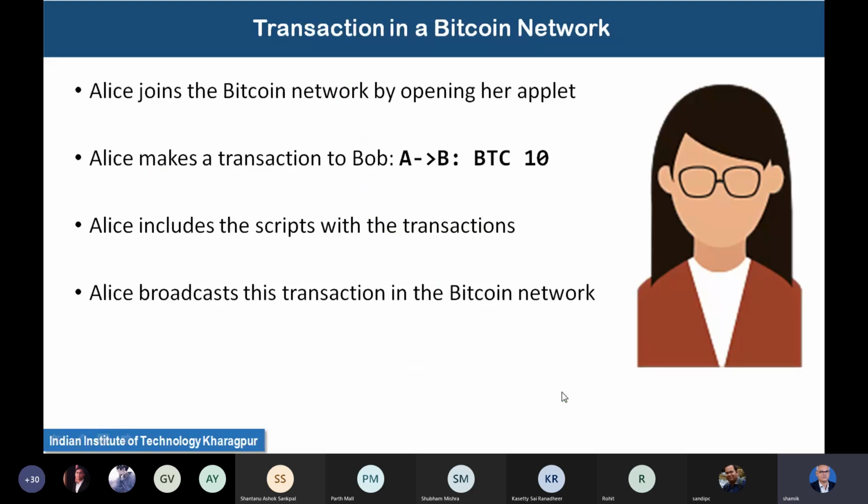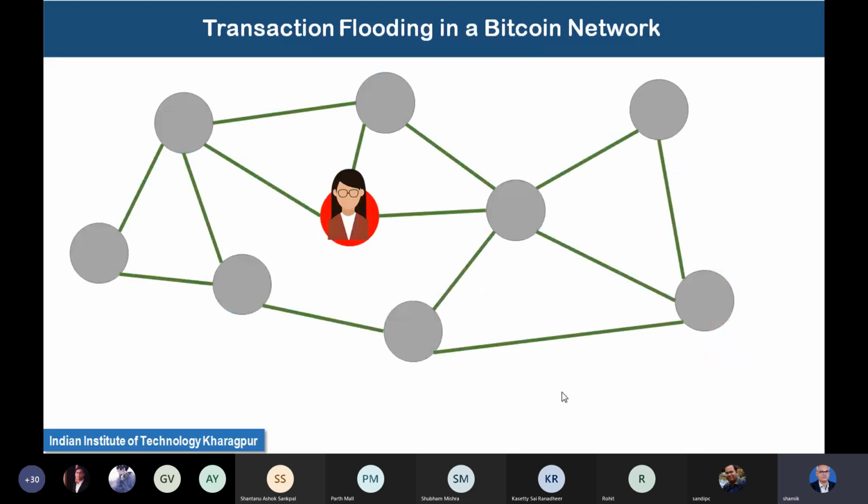Okay, so if we have this transaction, as we said, Alice joins the Bitcoin network by opening her applet, whatever application is there, and suppose she has some Bitcoin to spend, so Alice makes a transaction to Bob of say BTC10. So what Alice would do, as discussed before, is include the scripts with the transaction. After that, Alice will broadcast this transaction in the Bitcoin network. So everybody will get a copy of this transaction. Okay. So this is what we see here.